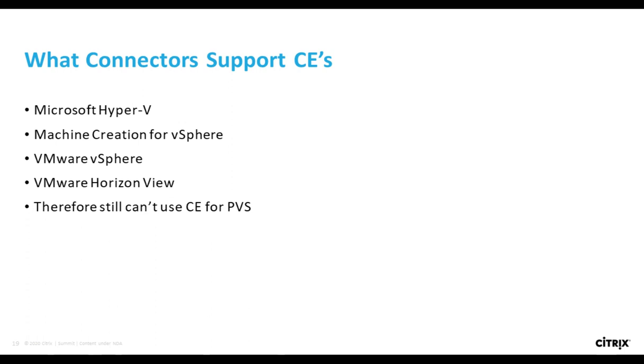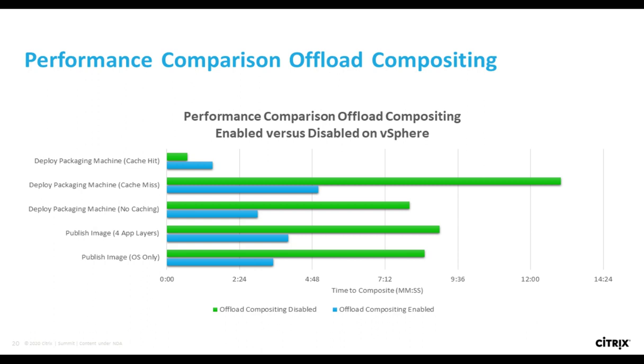Some general information to be aware of. What connectors are supported here? It's the Hyper-V and vSphere connectors that work with the hypervisor. So Microsoft Hyper-V, machine creation for vSphere, VMware vSphere, and VMware Horizon View are all the connectors that you can enable this on currently. More will be added later. Realize this from an imaging standpoint is not going to work for PVS because that has a whole different process. There's no hypervisor involved in that. There's an agent on the PVS server that it's talking to, so this doesn't help with the performance of publishing in PVS. It does really help, though, with the performance of packaging and publishing to the hypervisor.